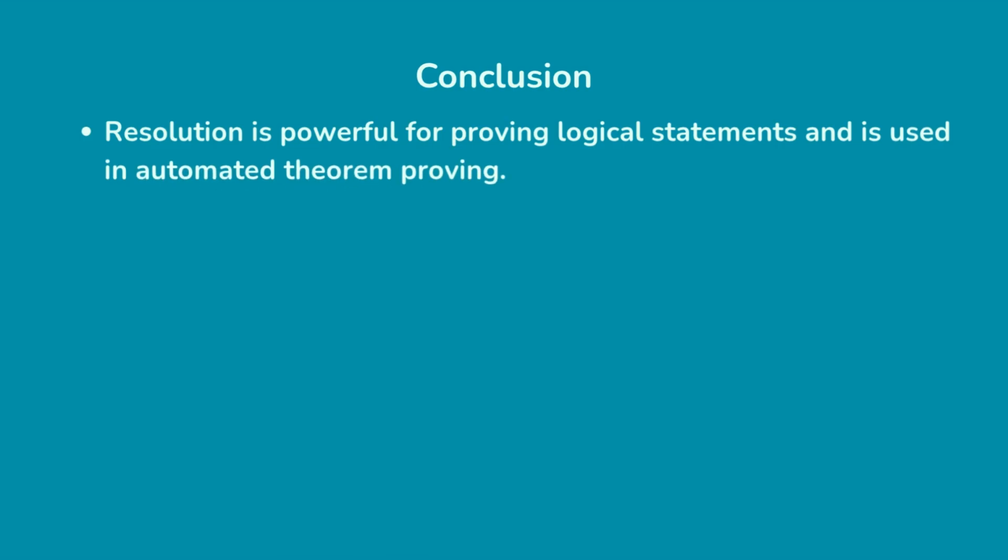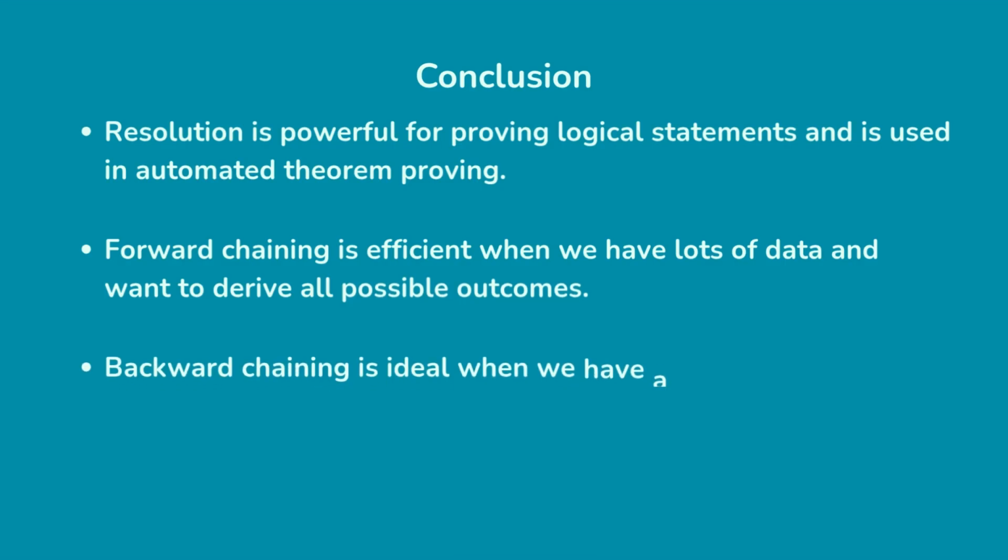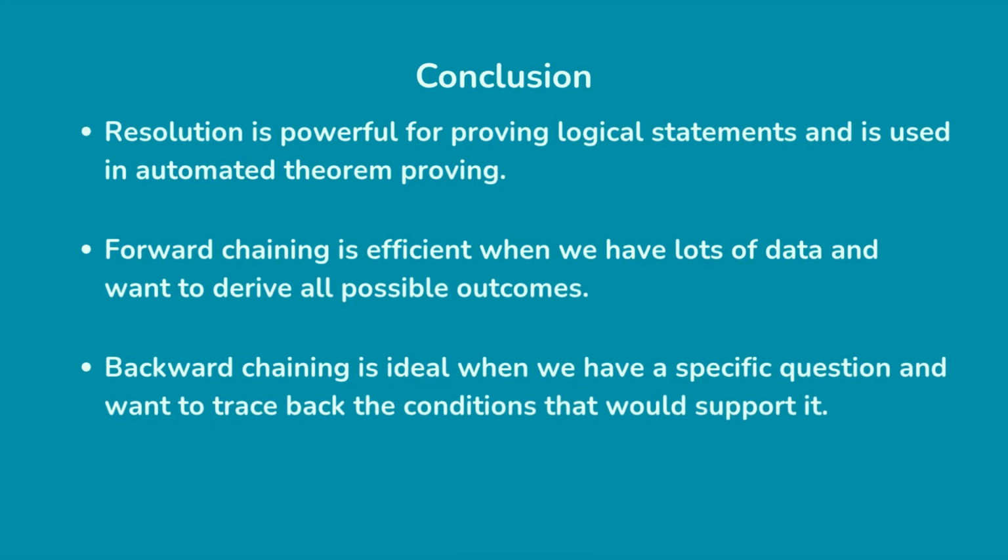Each inference method has its strengths. Resolution is powerful for proving logical statements and is used in automated theorem proving. Forward chaining is efficient when we have lots of data and want to derive all possible outcomes. Backward chaining is ideal when we have a specific question and want to trace back the conditions that would support it. Together, these methods form the foundation of reasoning in artificial intelligence, enabling machines to make logical decisions, validate information, and solve complex problems by connecting dots between what is known and what can be logically inferred.